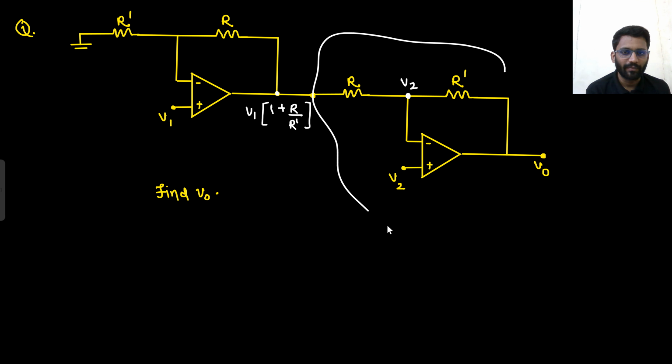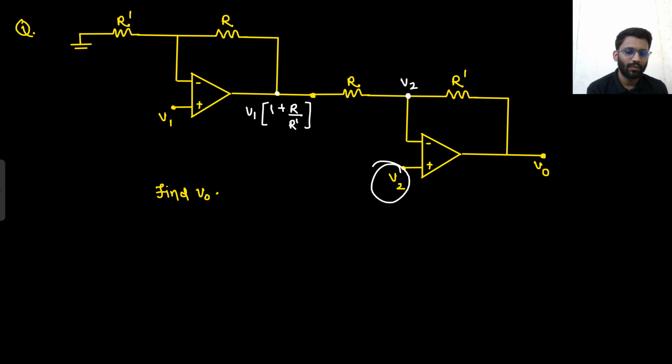Because for this op amp, you have two kinds of inputs, V2 and the other input is this. Certainly there is a negative feedback involved, so this V2 will be carried here and you can apply nodal analysis as well. So let's solve by nodal, and then you can solve by the superposition on your own.